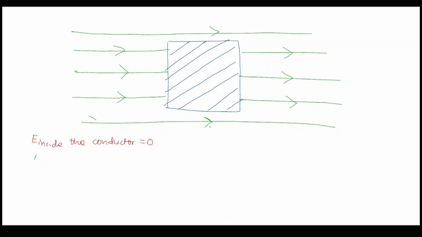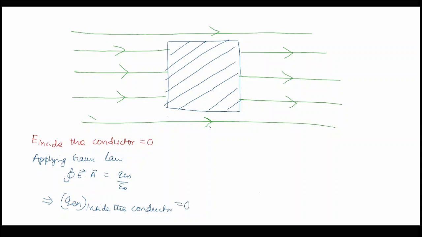applying Gauss law, we say that the cyclic integral of E dot A is equal to Q enclosed by epsilon naught, and from here we obtain that the charge enclosed inside the conductor will also be equal to 0. So there is no net charge enclosed inside the conductor. This is the next deduction which we can draw, that there is no net charge inside the conductor.